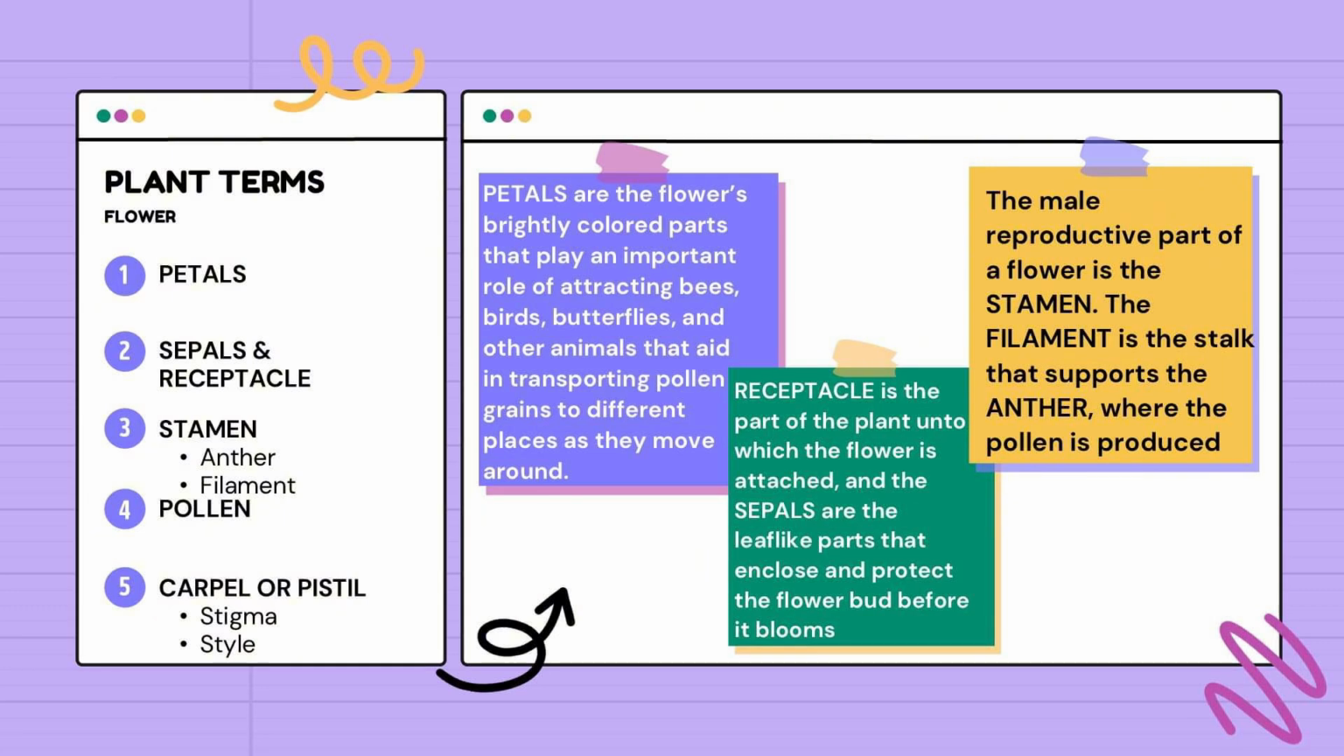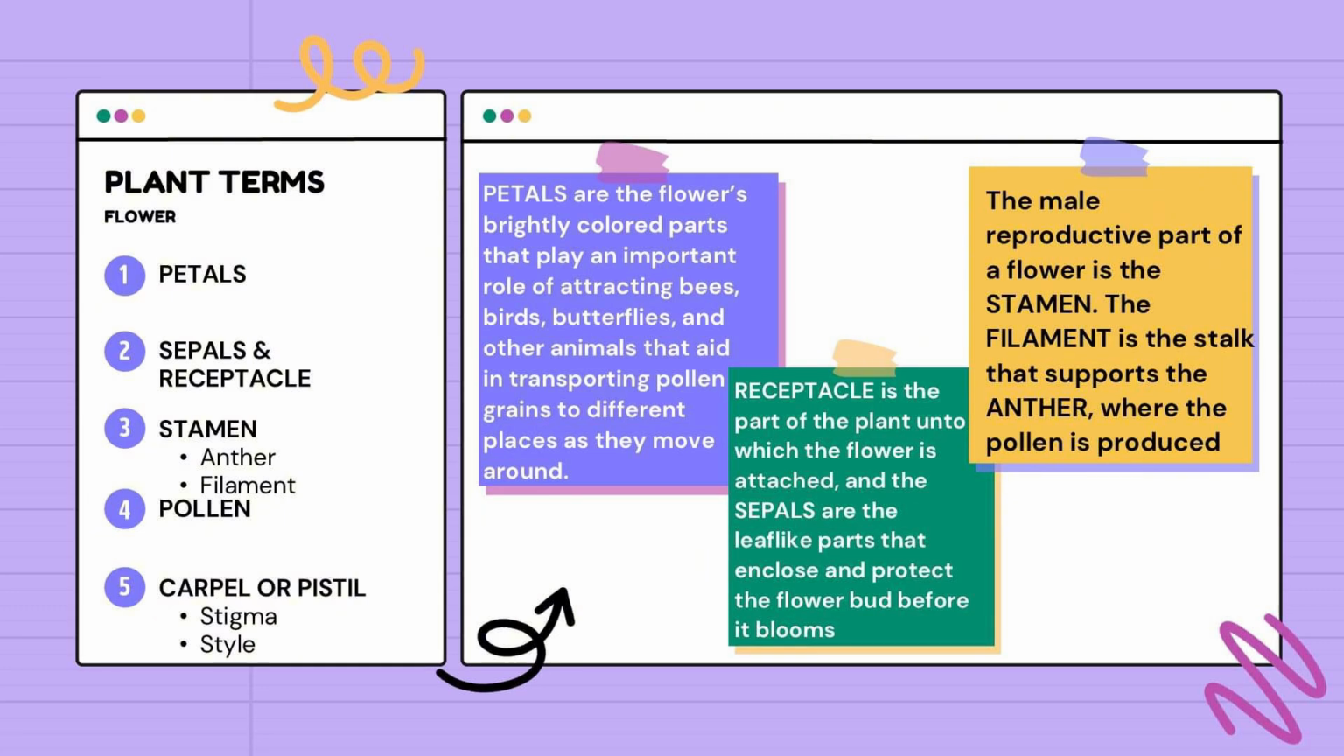So, ito na nga. Let's start with the first term. We have the petals. When we say petals, these are the colors of the plants. Okay, so the flower, diba, nagpapaganda sa flower ay yung kulay niya. Tama po? Yung kulay niya ang nagpapaganda sa flower. At yung kulay na yon ay makikita mo sa petals.